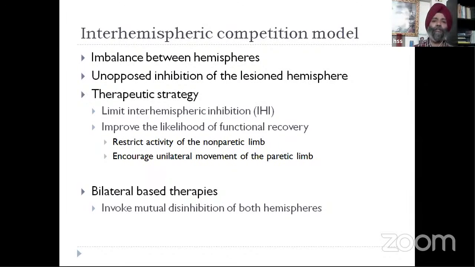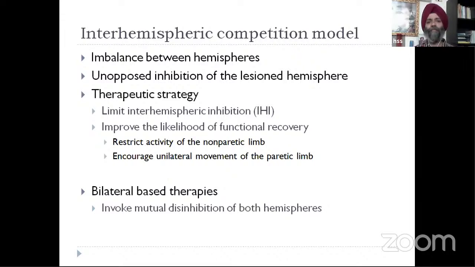Then we should also discuss the interhemispheric competition model. What it states is that normally there is a balance between the dominant and the non-dominant hemispheres, between the right and the left hemisphere. That balance is disturbed after stroke between the hemispheres. And after the cerebrovascular accident or the stroke, there is unopposed inhibition of the affected hemisphere by the unaffected hemisphere. So, this is the competition model.